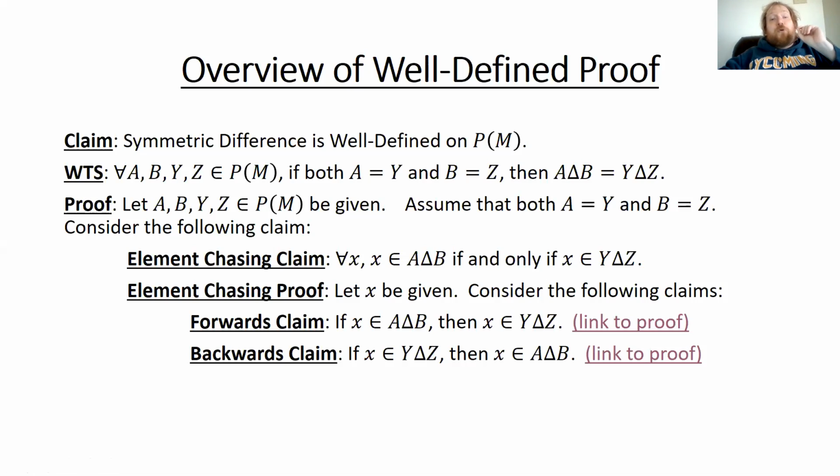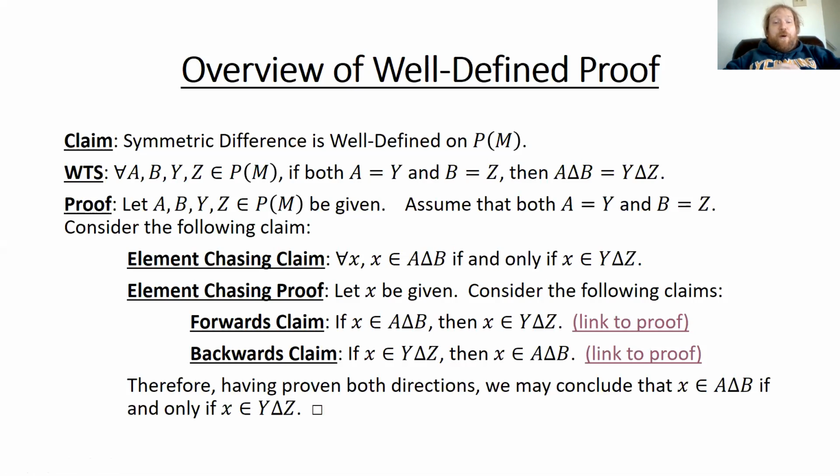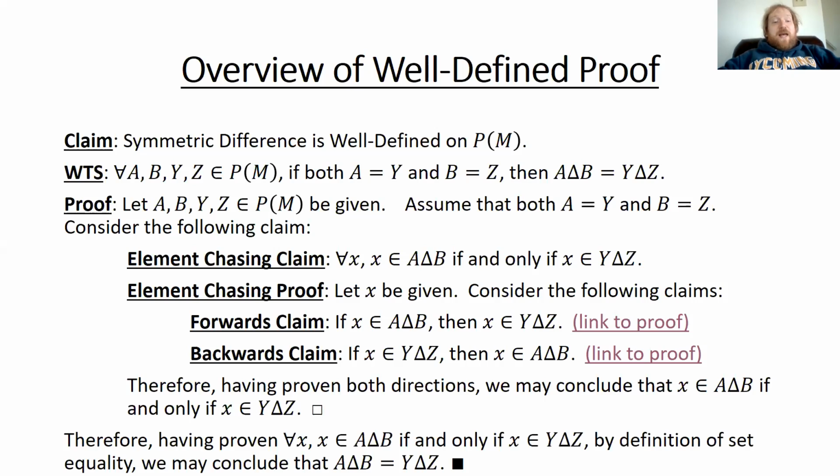Once we prove the forwards and backwards claims, we'll wrap up by saying, therefore, having proven both directions, we may conclude that x is in A symmetric difference B if and only if x is in Y symmetric difference Z. And we end our element chasing by saying, therefore, having proven for all x, x is in A symmetric difference B if and only if x is in Y symmetric difference Z, by definition of set equality, we may conclude that A symmetric difference B is Y symmetric difference Z. Okay, this is the overview of the proof.